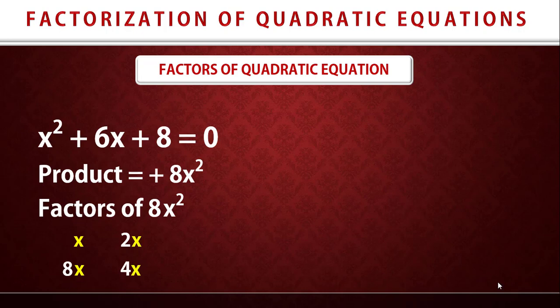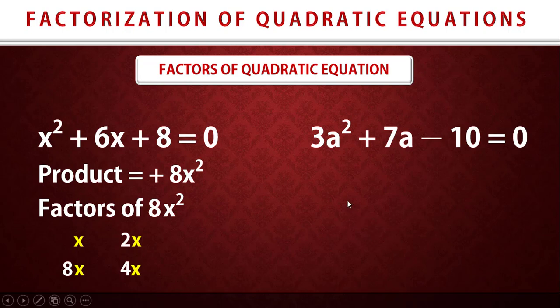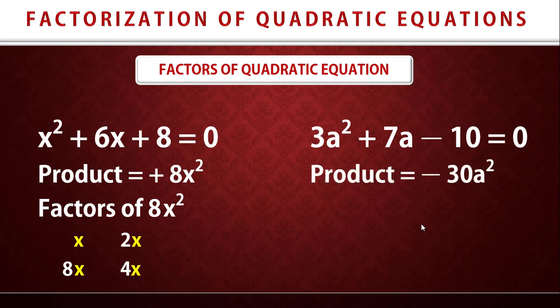Let's look at another equation. We have 3a squared plus 7a minus 10 equals 0. So we determine the product first. What's the highest power of variable here? The variable that has the highest power is this 3a squared. So we're going to multiply 3a squared by the constant. Now our constant here is minus 10. So 3a squared times minus 10 will give us minus 30a squared.